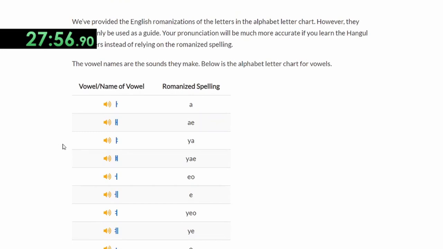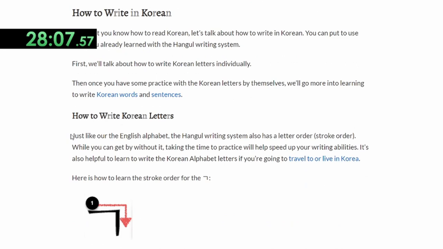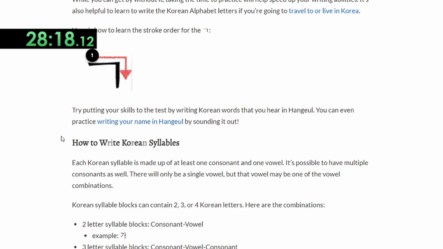How to write in Korean. Now that you know how to read Korean, let's talk about how to write in Korean. First, we'll talk about how to write Korean letters individually. Each Korean symbol is made of at least one consonant and one vowel. It's possible to have multiple consonants as well.